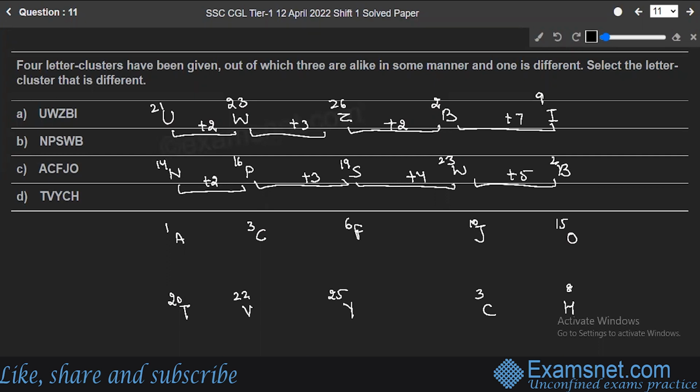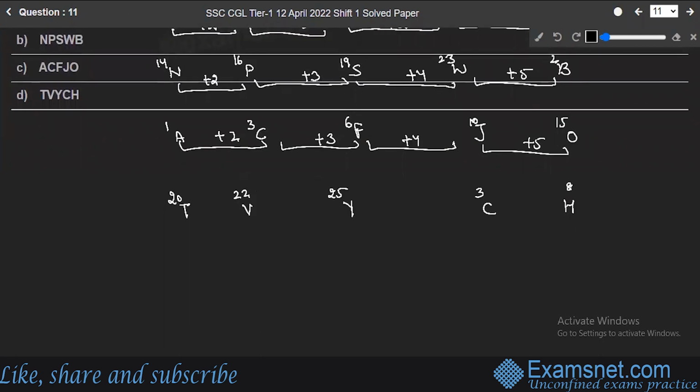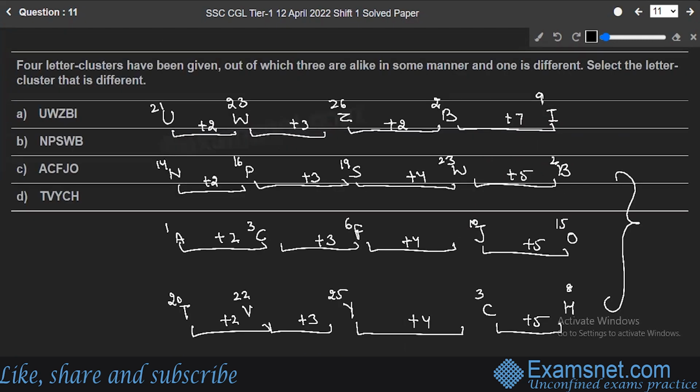Right. Next, from this to this, plus 2, 3 to 6, plus 3, 6 to 10, plus 4, and 10 to 15, plus 5. Next, from 20 to 22, you have moved plus 2. This, plus 3. From here to here, you have moved 4 places in the forward direction, and here 5 places in the forward direction. So you can see in these three, what logic is there? Plus 2, plus 3, plus 4, and plus 5.